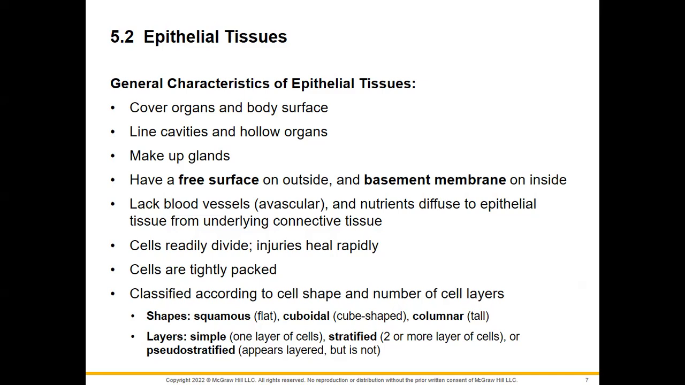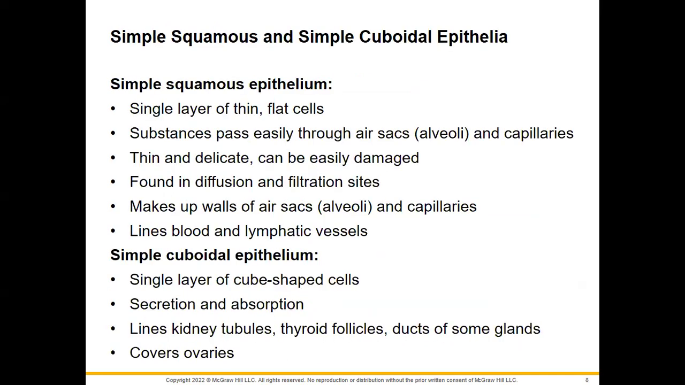Now, if a layer of cells looks like there's more than one layer, but it's actually one layer, then it's pseudostratified. Remember, stratified means more than one layer, but pseudo means false or fake. So if you have a layer of cells that looks like more than one layer, but it is actually only one layer, that is pseudostratified.